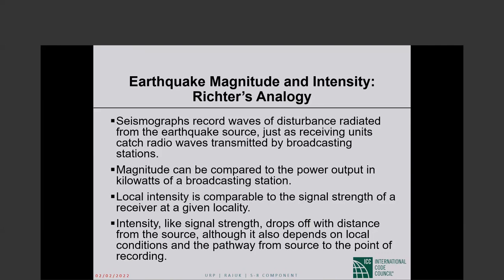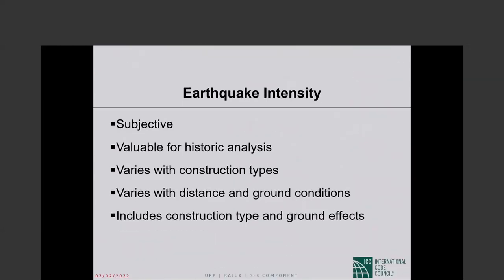So it is the energy released at source and other attributes of the earthquake at source, then the source to site transmission path, and the local conditions at the site, what kind of site soil conditions you have at the site. Very similar to what Richter is saying here. Intensity, like signal strength, drops off with distance from the source, although it also depends on local conditions and the pathway from source to the point of recording.